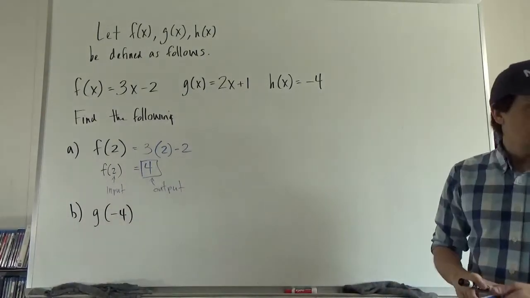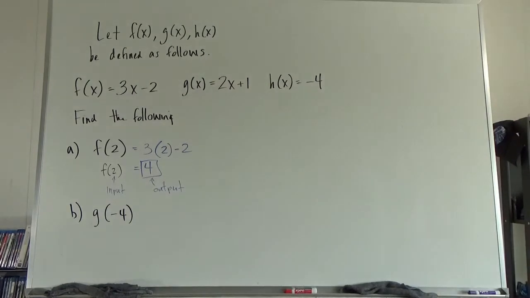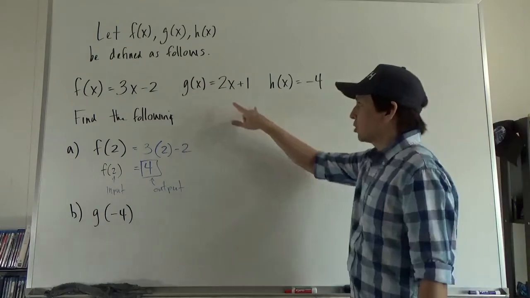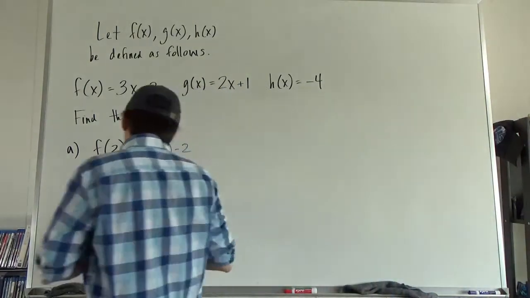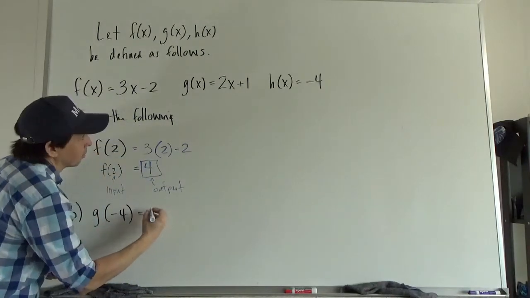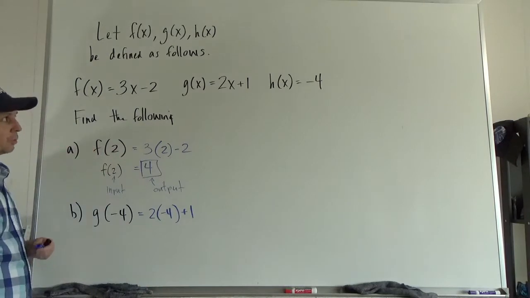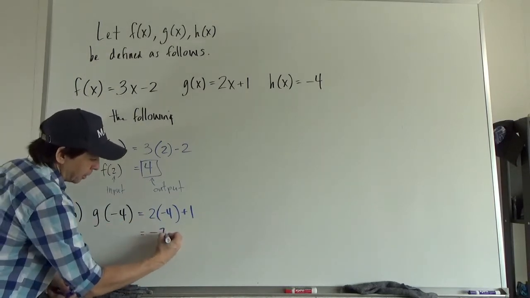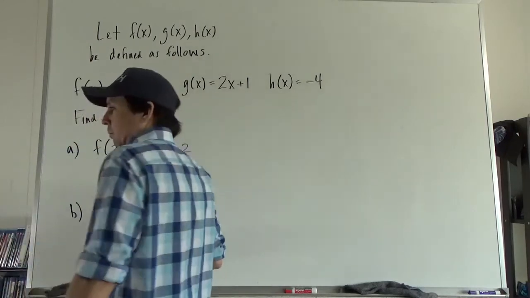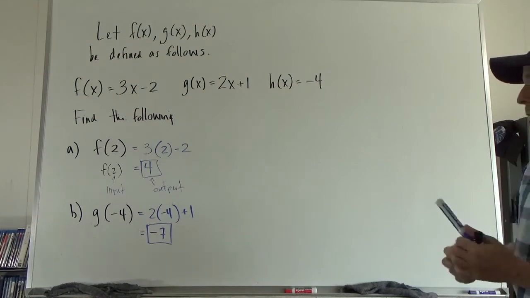But here, you're doing g of negative 4. Okay, so you find the definition of g is a different function. So this is the function we're using, different rule. We're going to plug it into that. Okay, 2 times negative 4 plus 1, plugging the negative 4 into there, and we get an output of negative 7. Okay, next.